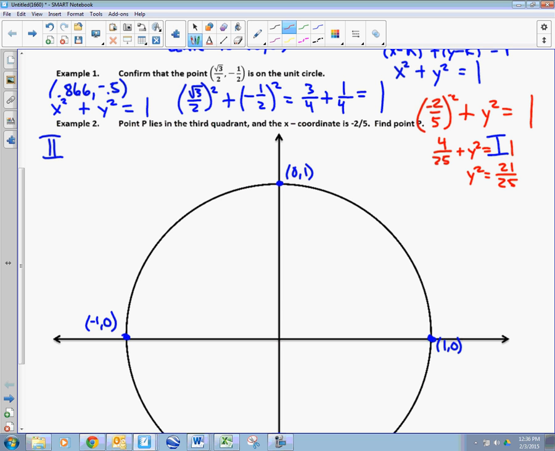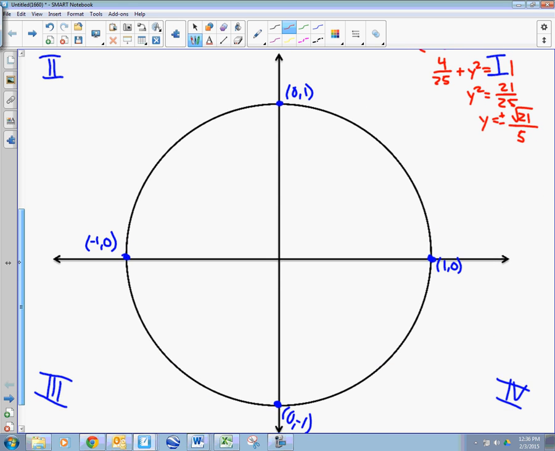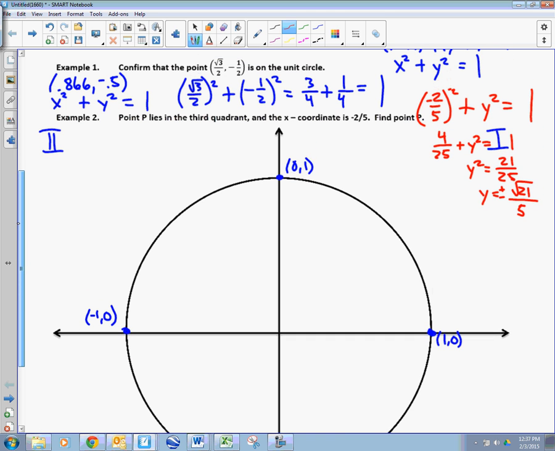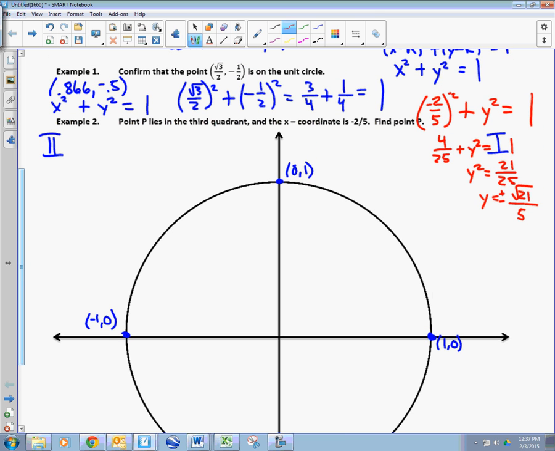You take square root of the top, square root of 21, square root of the bottom, 5. And notice we get a plus or minus. If you're in the third quadrant, will it be positive or negative? Negative. So point P would then be negative 2/5, comma, negative square root of 21 over 5. So that's the actual point that lies on the unit circle in the third quadrant that has an x value of negative 2/5. That's it.